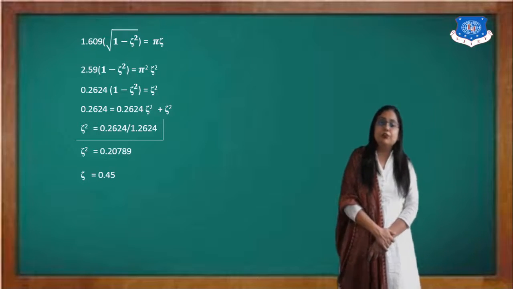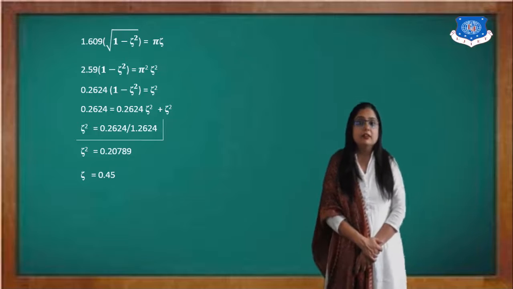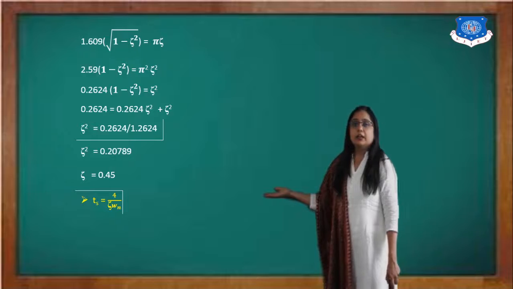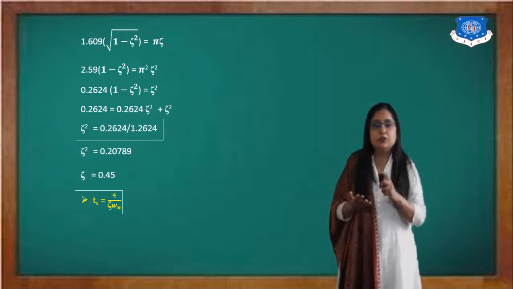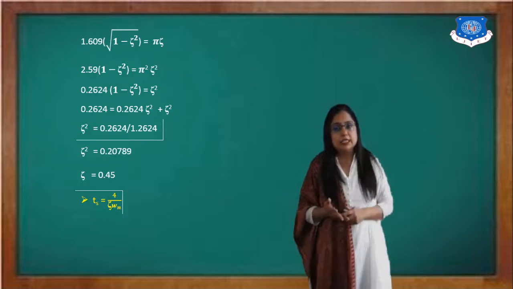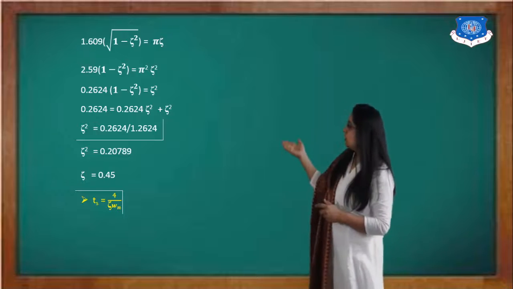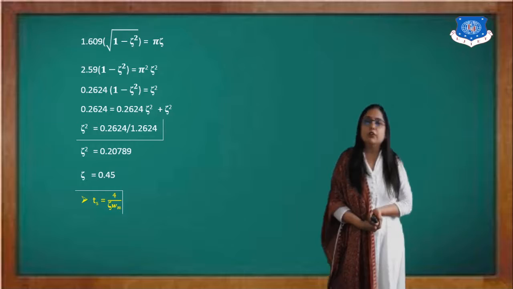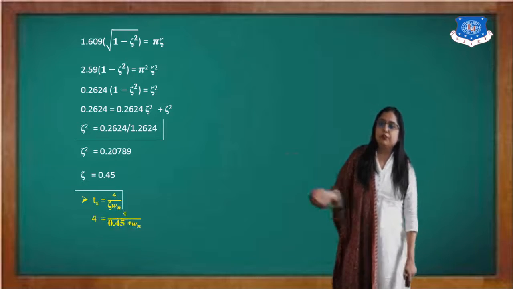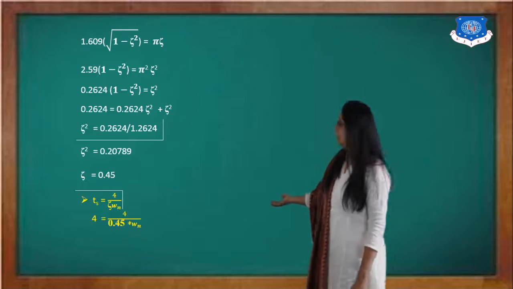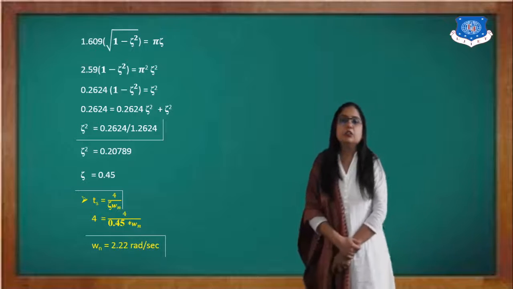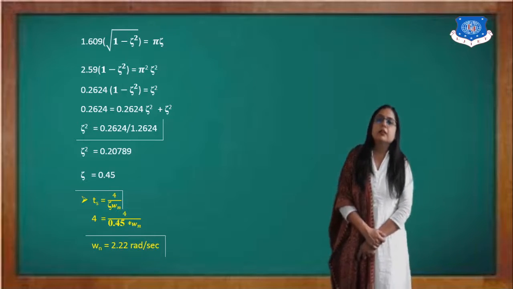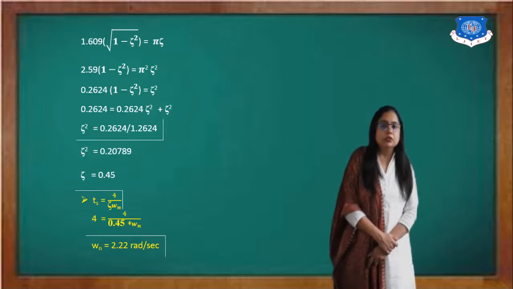Now we know the value of Ts, right? So the equation of Ts is 4 upon zeta omega n. We have the value of Ts and the value of zeta, so if we put these two values in this equation, we will get the value of omega n. So omega n equals 2.22 radian per second. Please don't forget to write the unit.